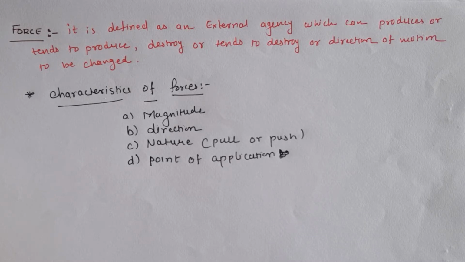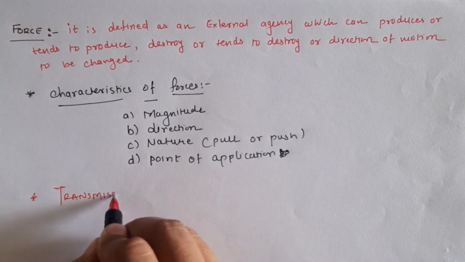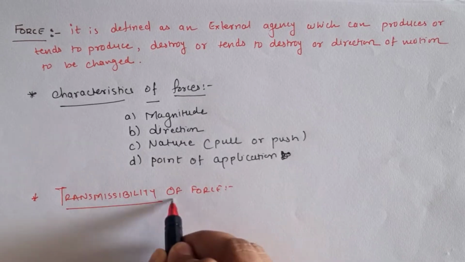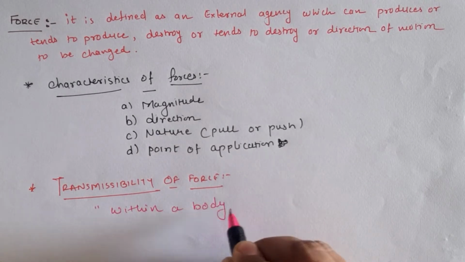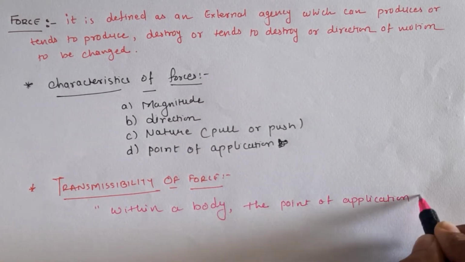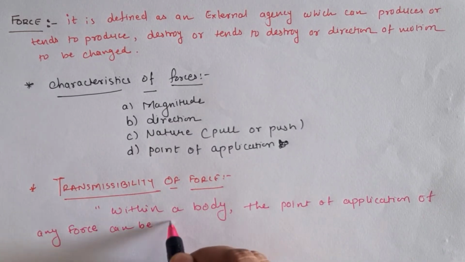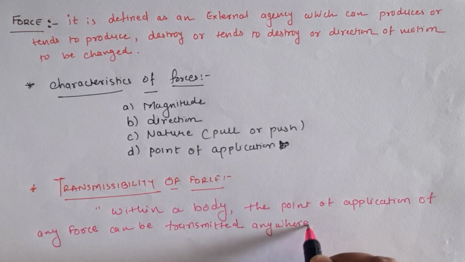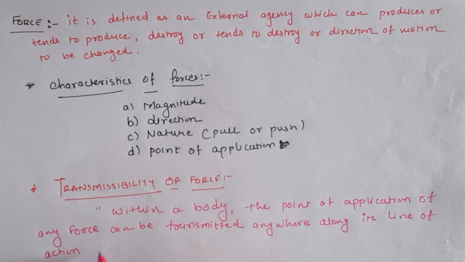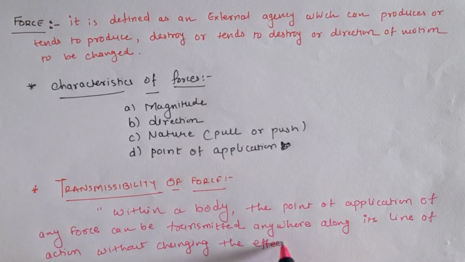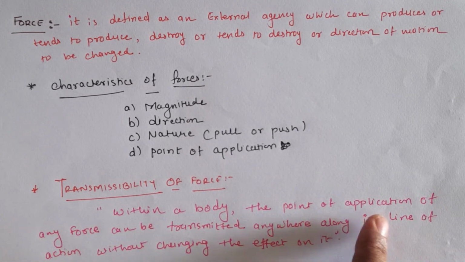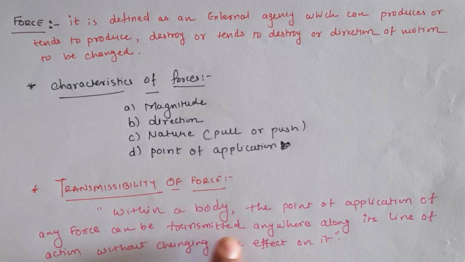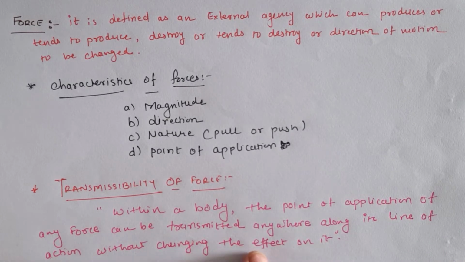Now going ahead to the third point, transmissibility. Transmissibility means that within a given rigid body, the point of application of any force can be transmitted anywhere along its line of action without changing the effect on it.